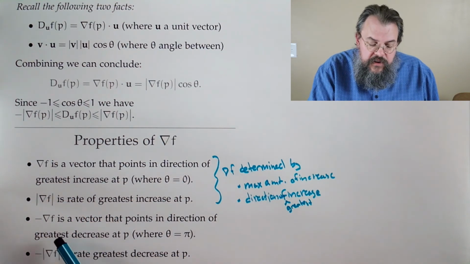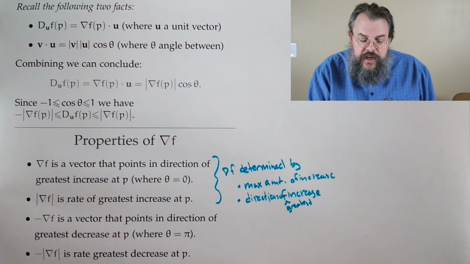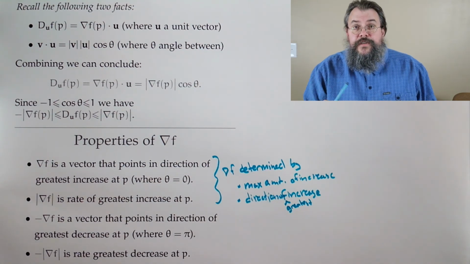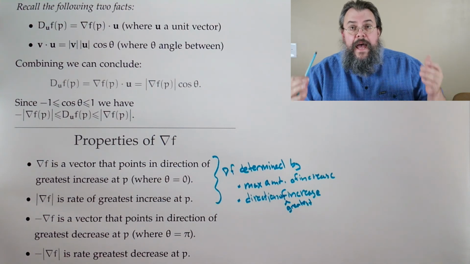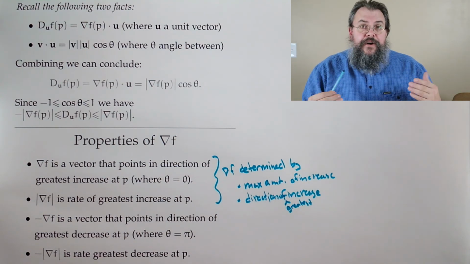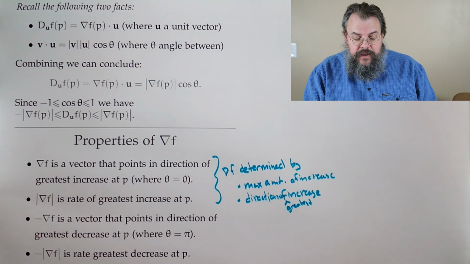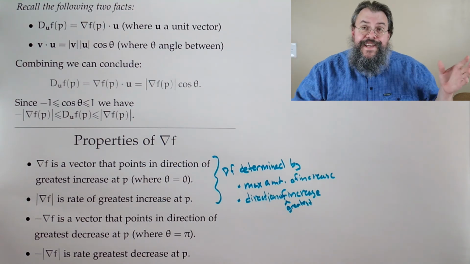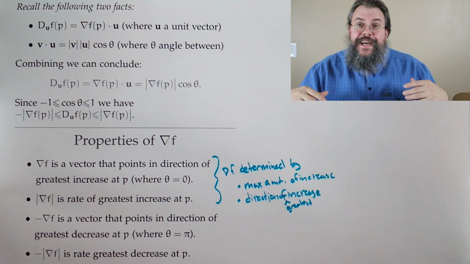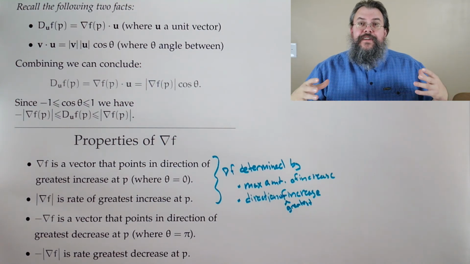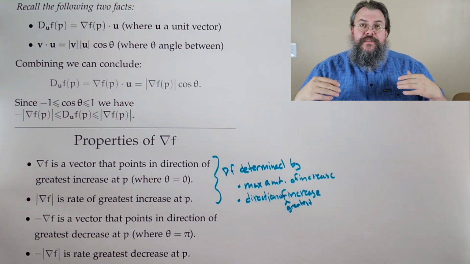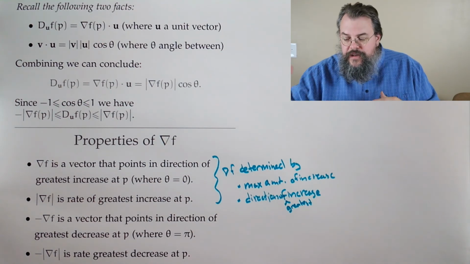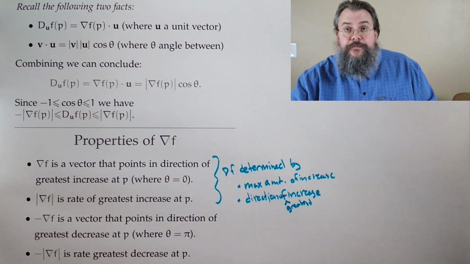So minus the gradient is a vector that points in the direction of greatest decrease. And of course, no surprise, negative the magnitude of the gradient is the amount of greatest decrease. And there we go. Now, that's amazing, a really beautiful thing. And it's so intuitive. It's like, okay, if I know my partial derivatives, I should follow wherever they're pointing to. That should tell me the fastest way to go.